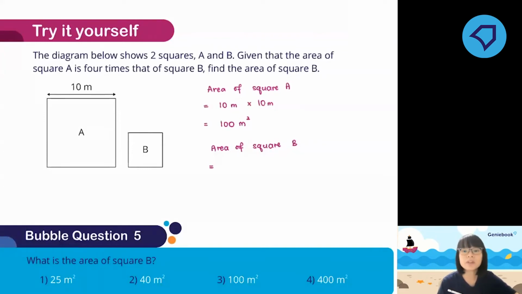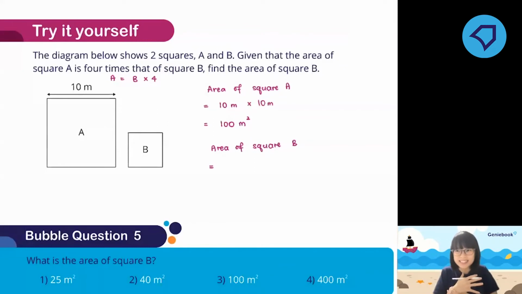So to find the area of square B, we know that A is 4 times that of square B. That means A is equal to B multiplied by 4. So to find the area of B, do you do multiplication or do you do division? What do you guys think? If I want to find the area of square B, which is smaller, should I do times 4 or division?